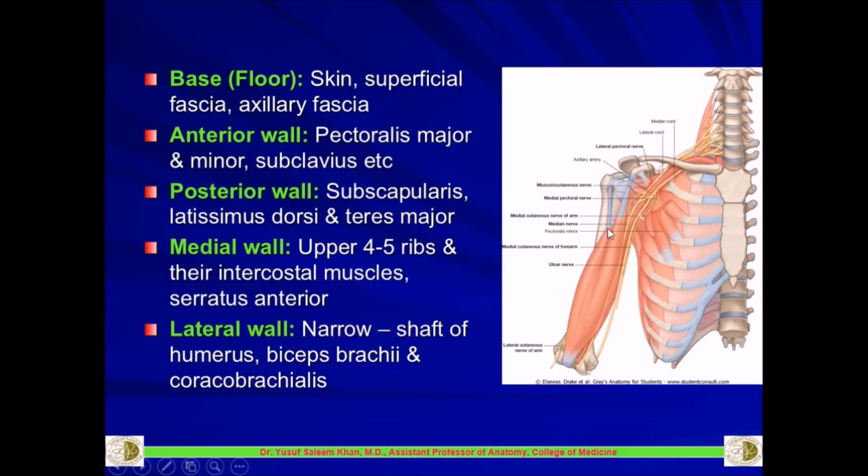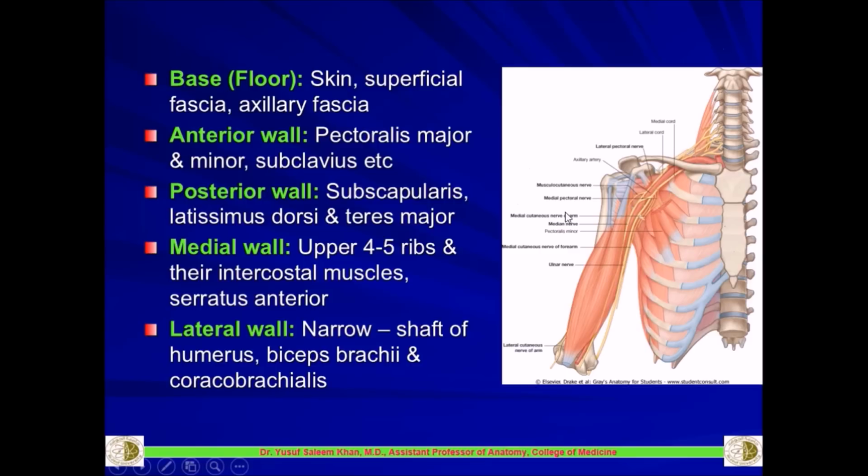This is the humerus, the shaft of the humerus, along with the muscles here, that is the biceps brachii. Here you can see this is the biceps brachii. This is the long head of the biceps brachii, and this is the short head of the biceps brachii, as well as the coracobrachialis. There is a small muscle here which is called the coracobrachialis. Deep inside here you can see the coracobrachialis muscle. So these are the 3 structures which will be forming the lateral wall.